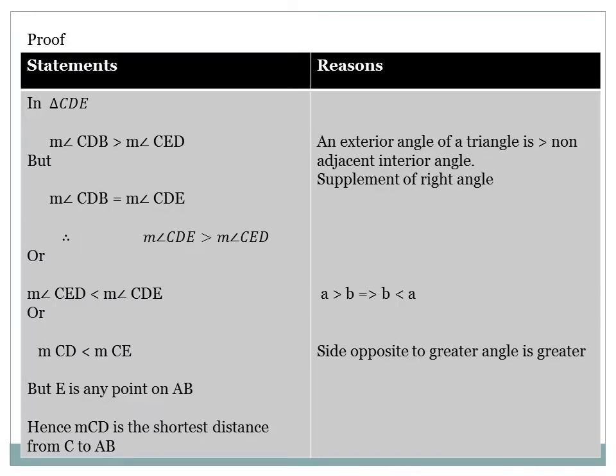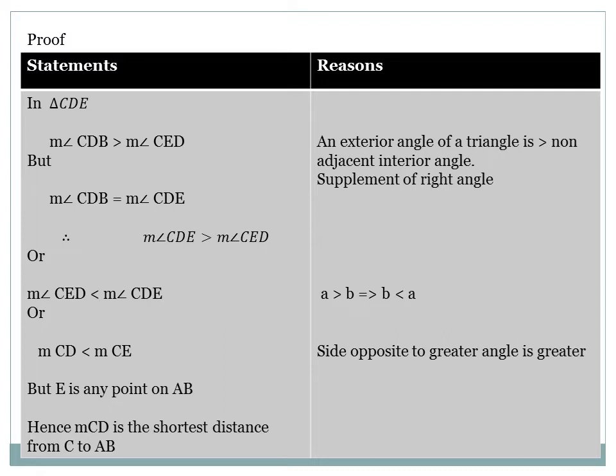First of all, we will talk about the triangle CDE. In triangle CDE, you can see that angle CDB is greater than angle CED because an exterior angle of a triangle is greater than a non-adjacent interior angle. Non-adjacent means not having a common endpoint. But angle CDB equals angle CDE, which is a supplement of a right angle. Supplement means adding something to complete our theorem, and here we add a line for making a triangle.